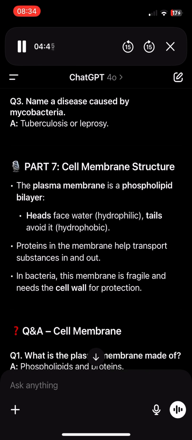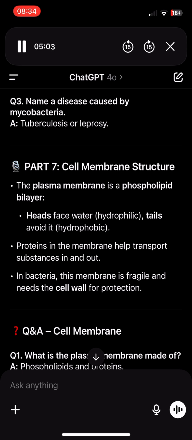Part 7. Cell membrane structure. The plasma membrane is a phospholipid bilayer. Heads face water, hydrophilic. Tails avoid it, hydrophobic. Proteins in the membrane help transport substances in and out. In bacteria, this membrane is fragile and needs the cell wall for protection.